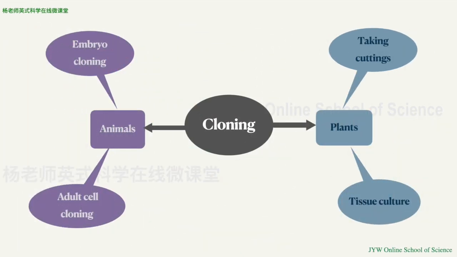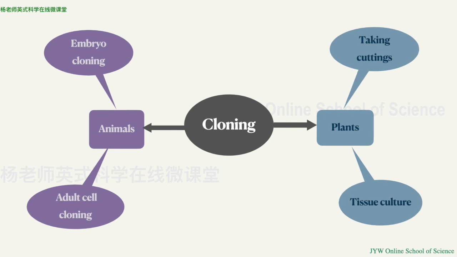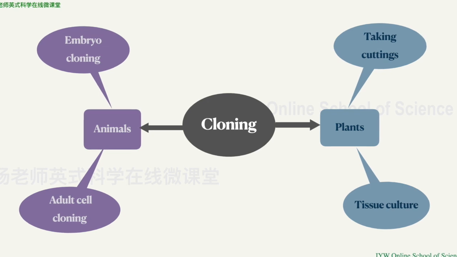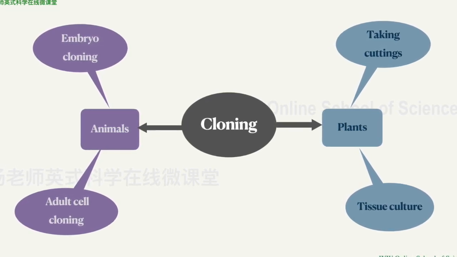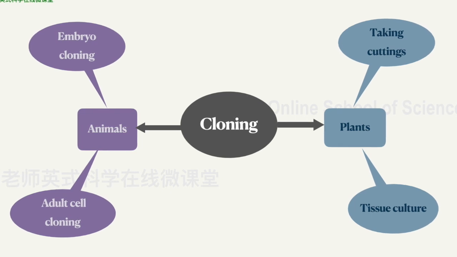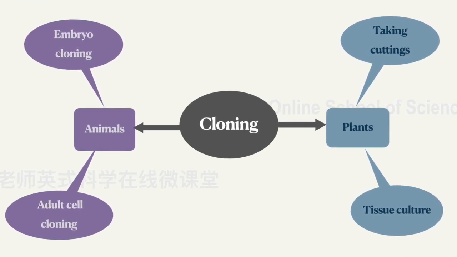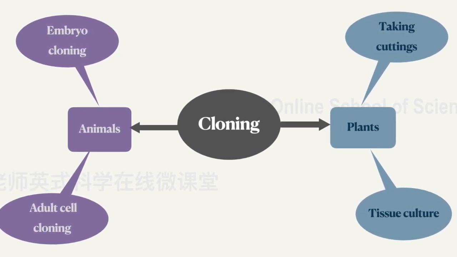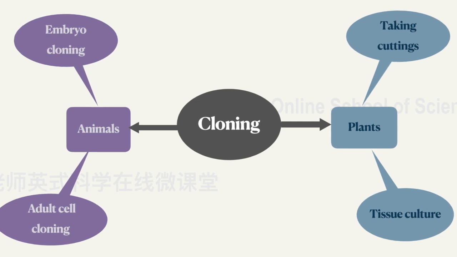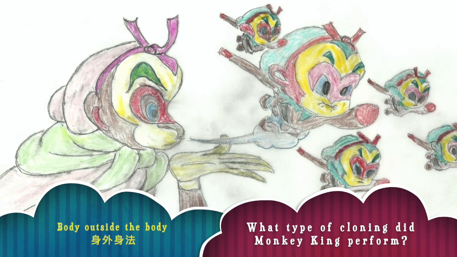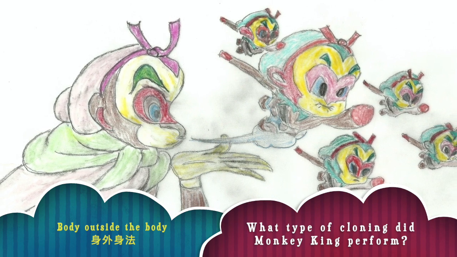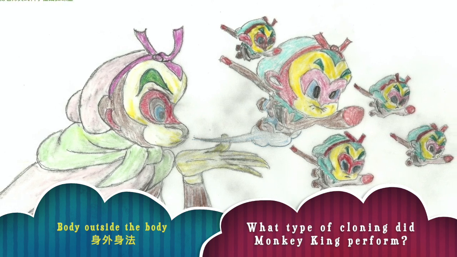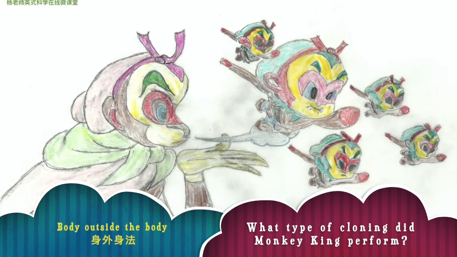To sum up, we have mentioned 4 types of cloning techniques. One is embryo cloning, one is adult cell cloning, and those are used for animals. We also talked about taking cuttings and tissue culture. Those are the techniques applied to plants. Now, going back to the Monkey King's magic power, my question would be, what type of cloning did the Monkey King perform? Would you be able to answer this question?